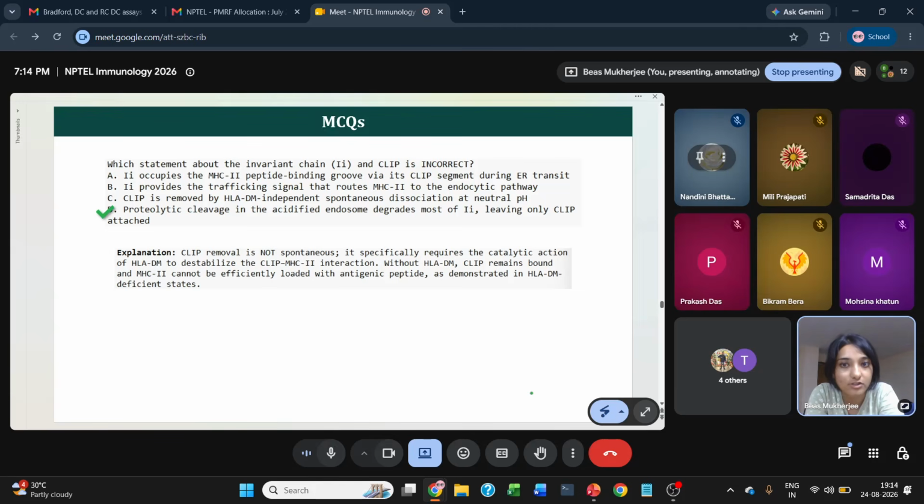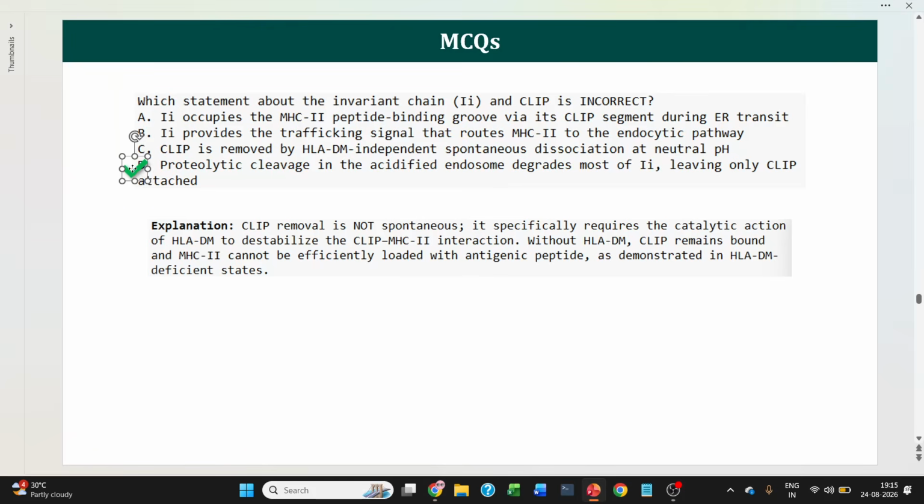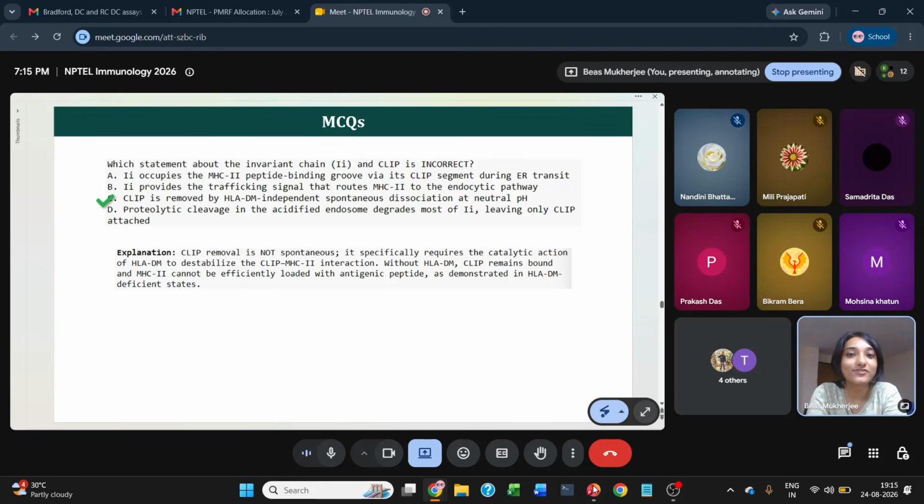Now, clip removal is not spontaneous, and it specifically requires the catalytic action of HLA-DM to destabilize the clip MHC2 interaction. Without HLA-DM, the clip remains bound, and MHC2 cannot efficiently be loaded with the antigenic peptide as demonstrated in HLA-DM deficient states. And this wouldn't be neutral pH. So this is of course correct. That is why I was thinking that B is also correct. So which is incorrect? Incorrect is C.